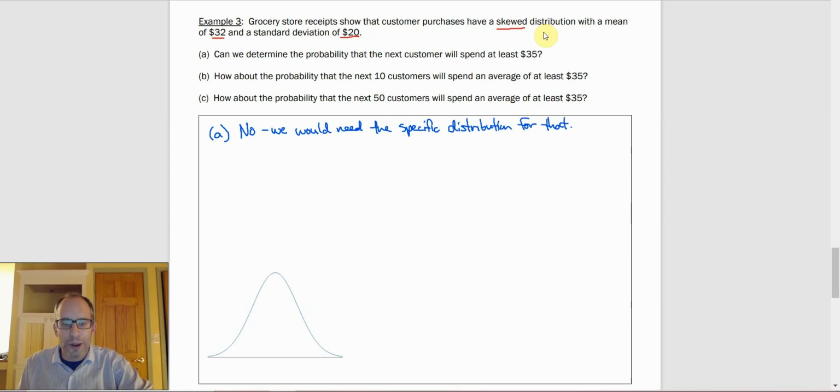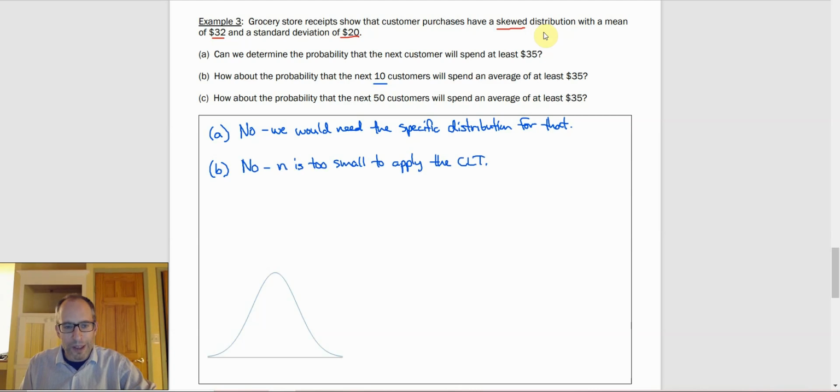All right, then how about the probability the next 10 customers would spend an average of at least $35? Well, we can apply the central limit theorem with a big enough n, but that's not a big enough n, because we're going to use that rule of thumb of 30 and up is big enough. So 10 is not big enough. So for B, I would say no, because n is too small to apply the central limit theorem.